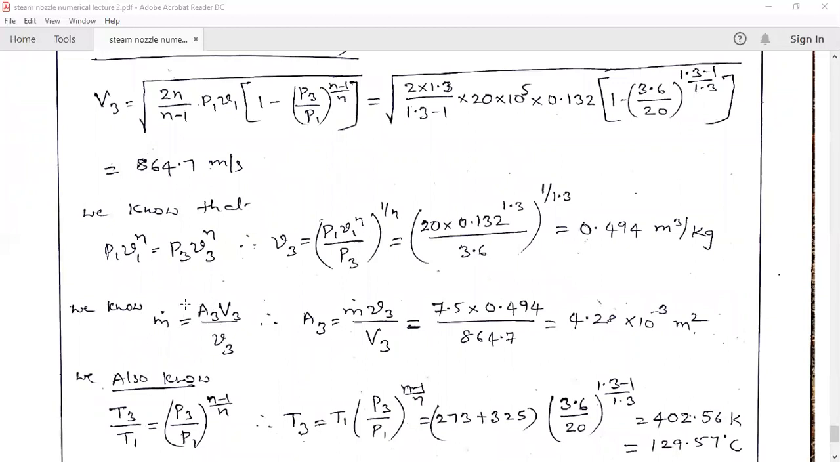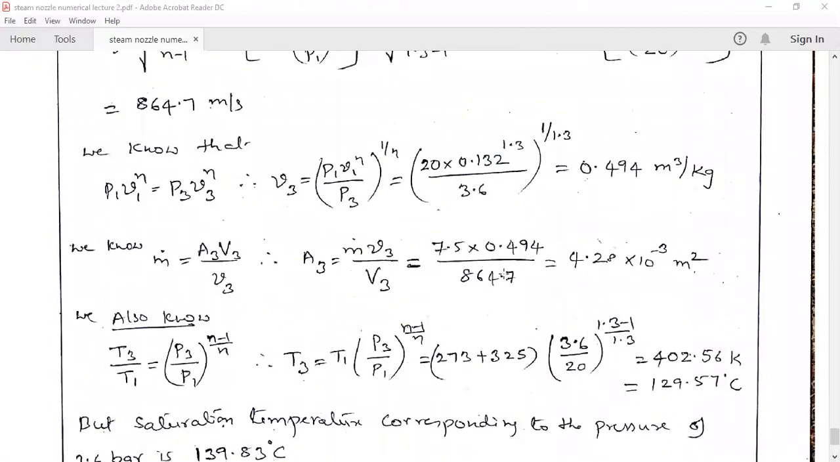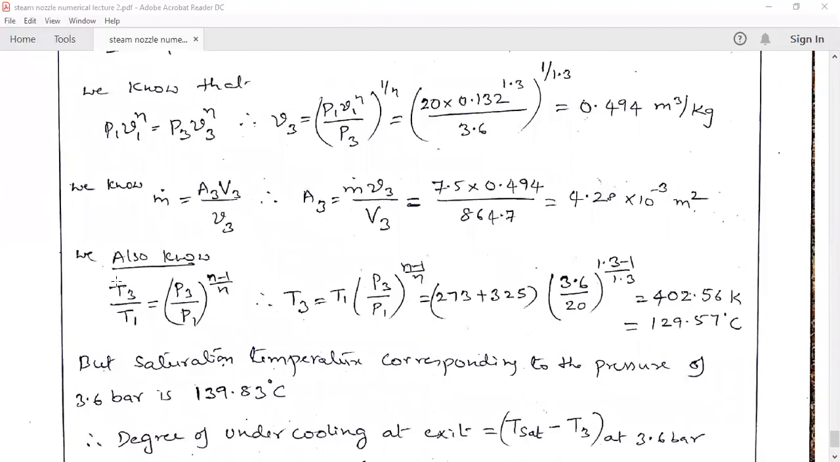The m dot value was obtained earlier. Substitute that m dot value. A3 is obtained as m dot into small v3 by capital V3. So m dot into the specific volume which you obtained here, using P1 v1 power n equals P3 v3 power n. From that we obtain the v3 value, that is the specific volume, then the velocity. So get the area.